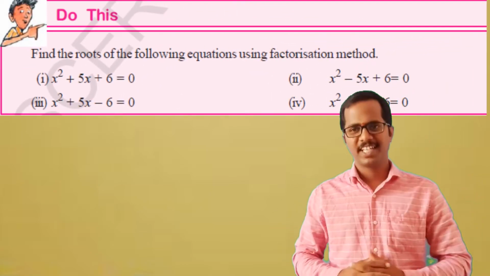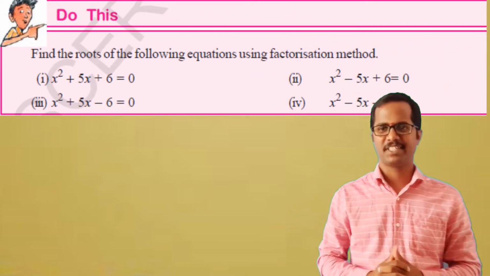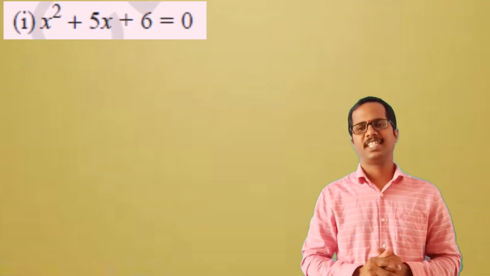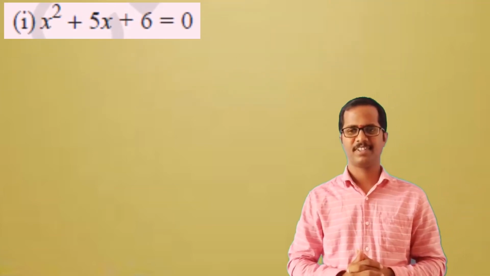Now let us see one more example. We have in the textbook, do this problem. Let us see this one also. It is given as, find the roots of the following equations using factorization method. So the first problem is given as x square plus 5x plus 6 equals 0.